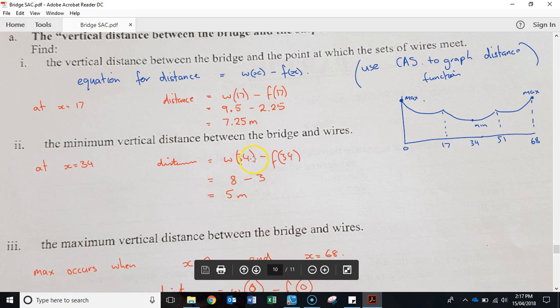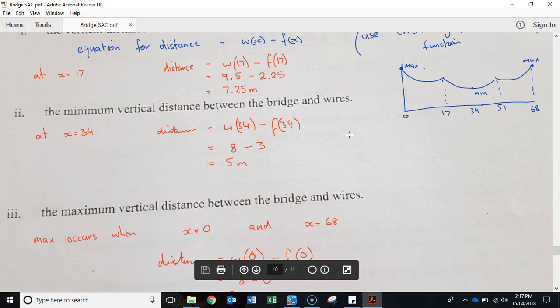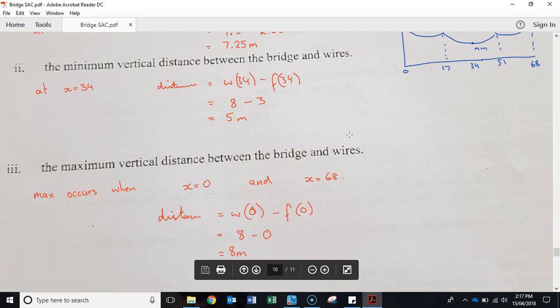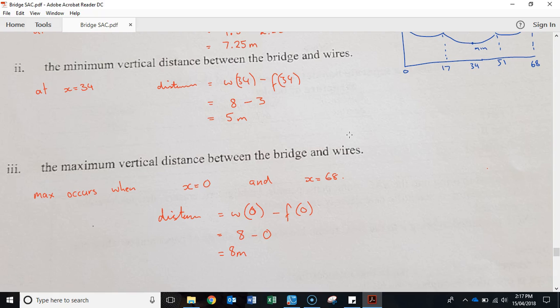So you could do that by substituting into the formulas. If you put 17 into our hybrid function for the y's, you'd get 9.5. 17 into our parabola function that we had at the beginning, you get 2.25, and 9.5 minus 2.25 is 2.75, which is the value that we got. And similarly for the minimum and the maximum distance, you could do those by substitution as well. But that would have been an assumption. So that's why I graphed it, to make sure that they truly were the minimum and maximum values.